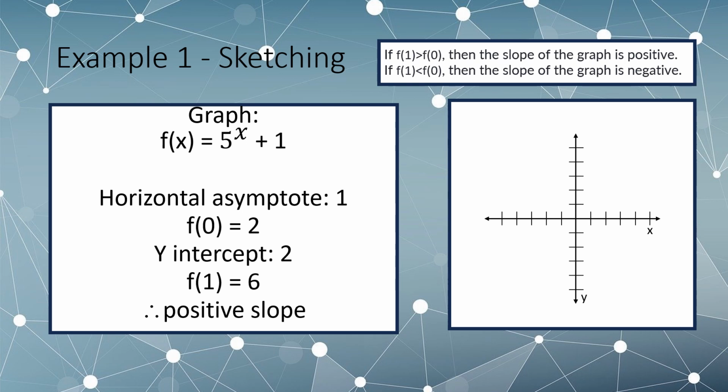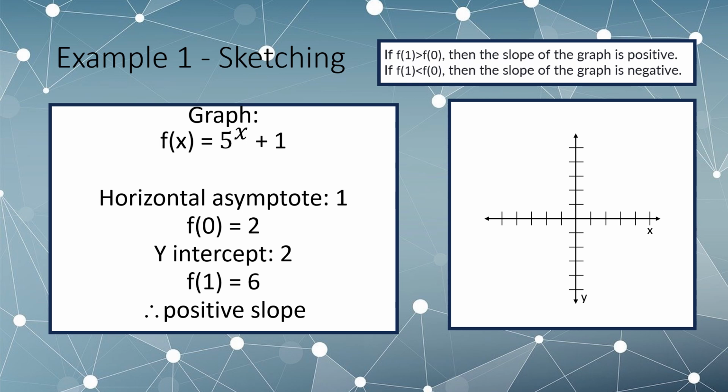So, if we substitute 0 in for our x value in this equation, we'll have 5 to the power of 0 plus 1. Remembering from our exponentials, anything to the power of 0 is simply 1, meaning we'll have 1 plus 1, which will give us 2. As I said, this also serves to determine our y-intercept, so we know our y-intercept for this equation will be 2. Now our f of 1, that is 5 to the power of 1 plus 1, is simply going to be 5 plus 1, which gives us 6. As our f of 1 is greater than our f of 0, we'll have a positive slope.